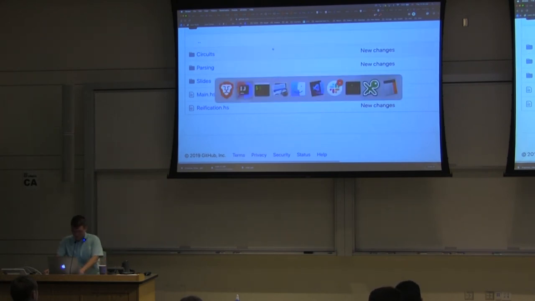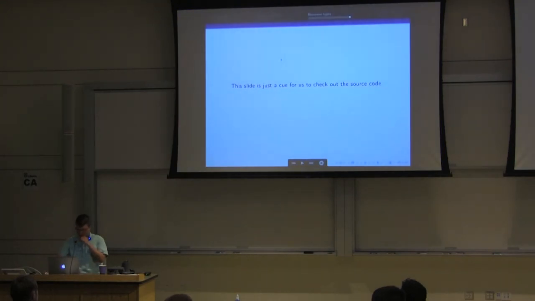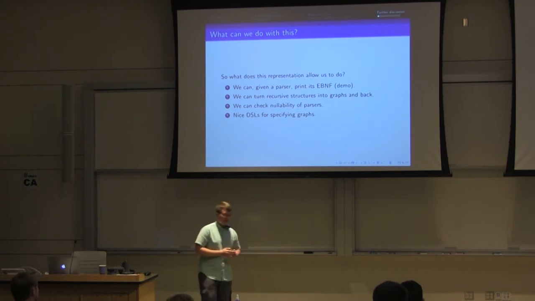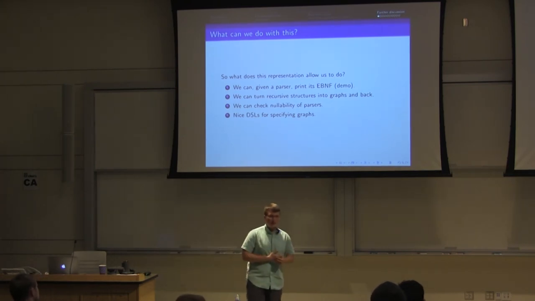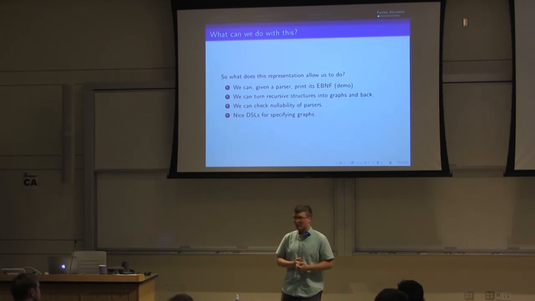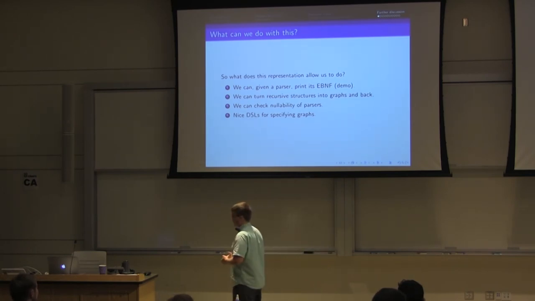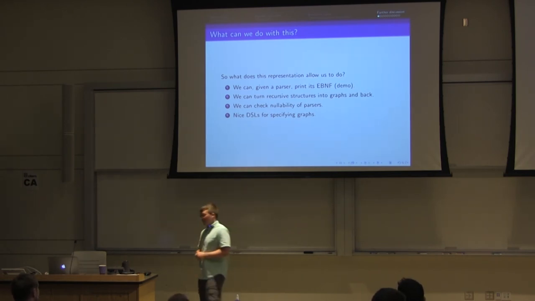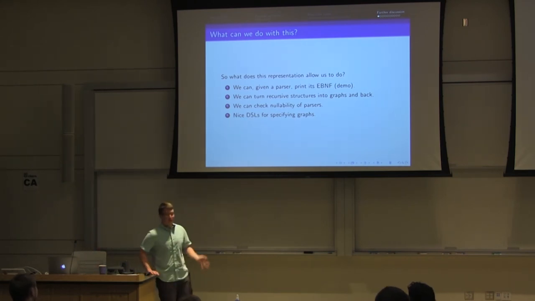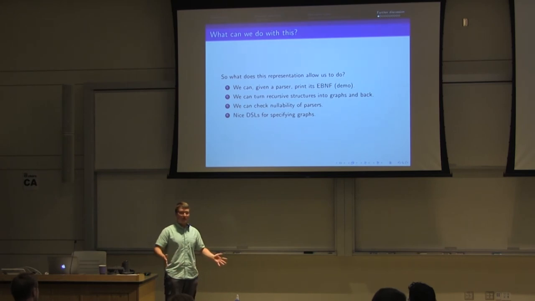Okay, let's go back to slides. So what sort of things can we do with this? Well, as I showed you, we can produce EBNF grammars for parsers, which is really nice because pretty much no library does that. We can also turn recursive structures into graphs and back, and check different properties, not just nullability, but other properties of infinite structures as well.